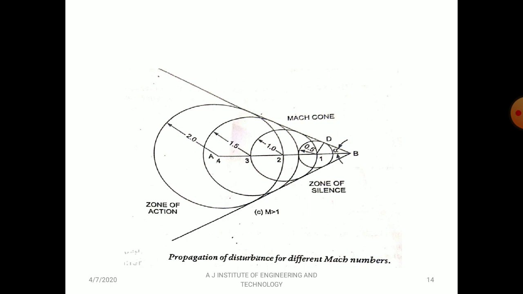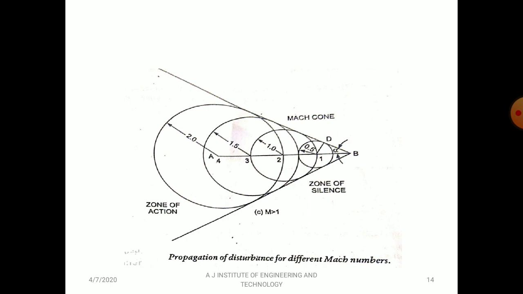Now the projectile moves to point 2. At point 2, for the projectile to reach point B, it requires 2 seconds. So the distance traveled by the projectile is given by V into dt. V value is 1, dt value is 2 seconds. 2 into 1, that is 2 units. Now the distance traveled by the pressure wave is given by C into dt. C value is 0.5, dt is 2. 0.5 into 2 is 1. Taking 2 as a center point, draw one circle with a radius equal to 1 unit.